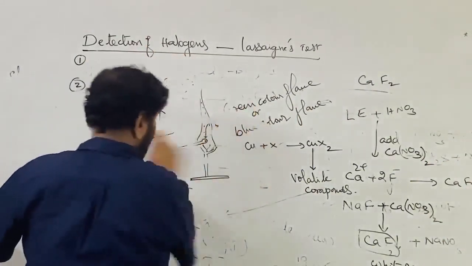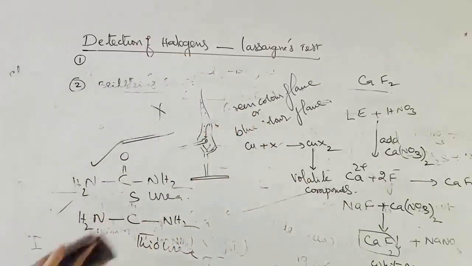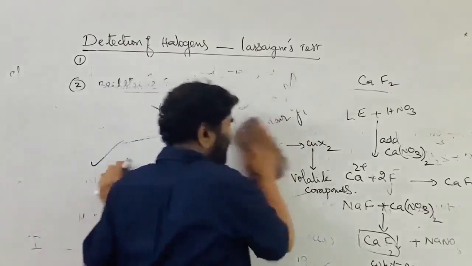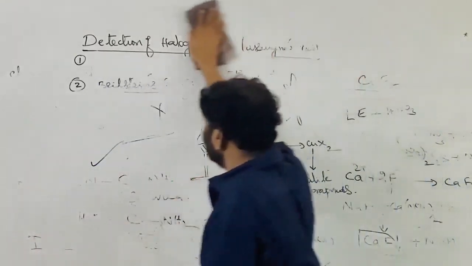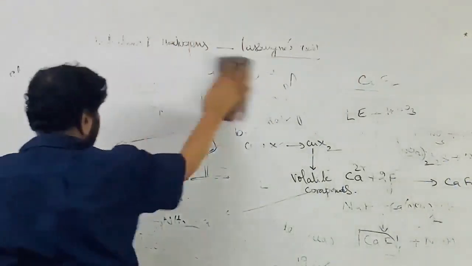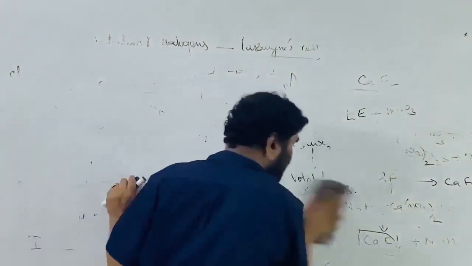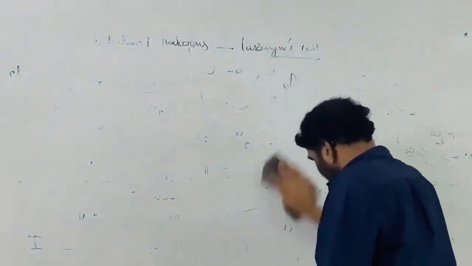And the next part is the last element, the detection of phosphorus. Detection of phosphorus is by the ammonium molybdate test. This is not the Lassaigne's test. We are not conducting that.